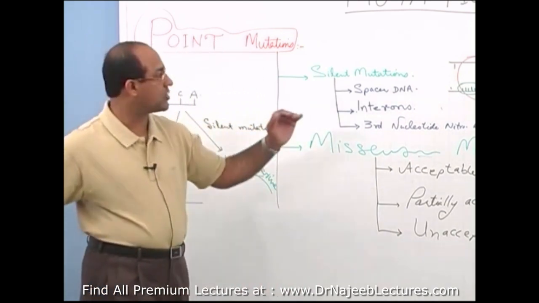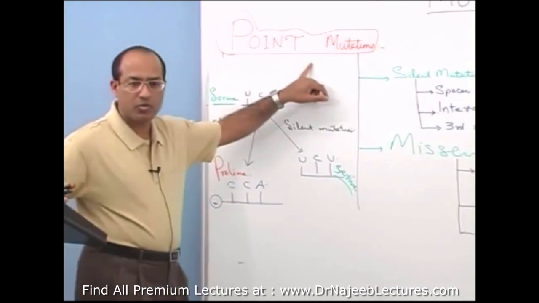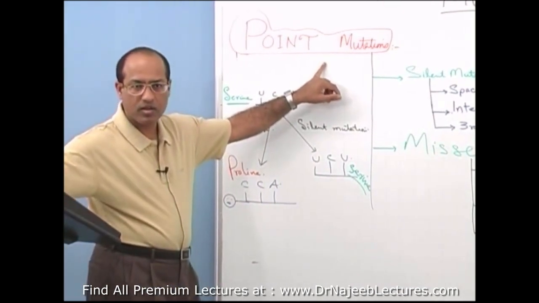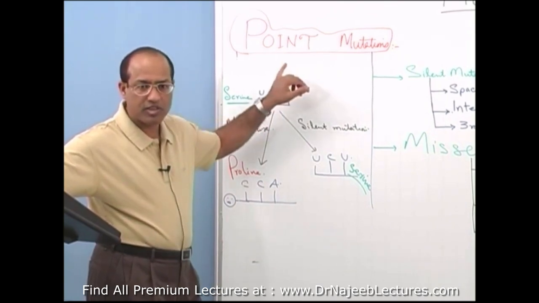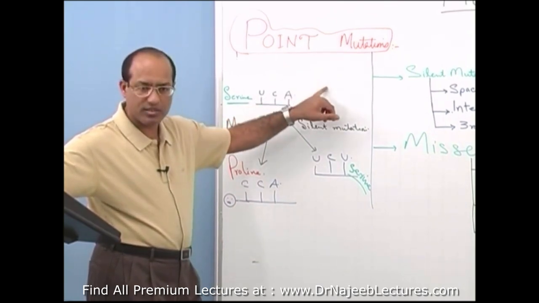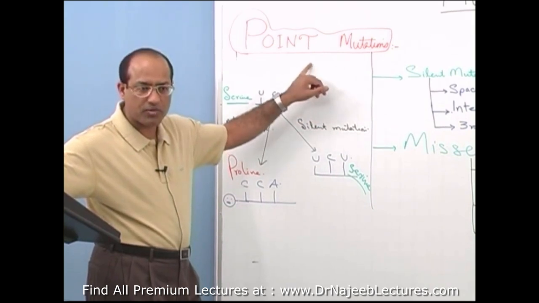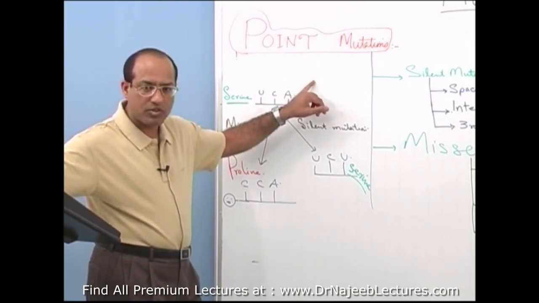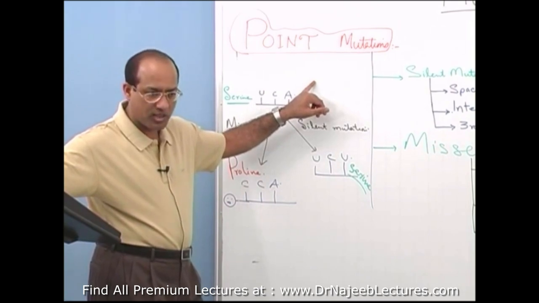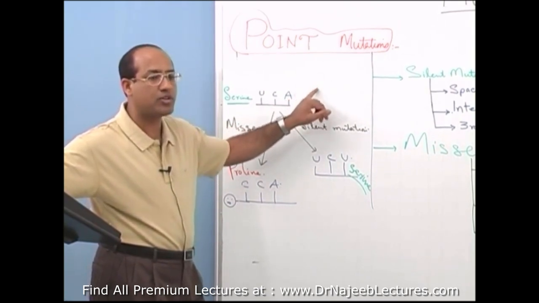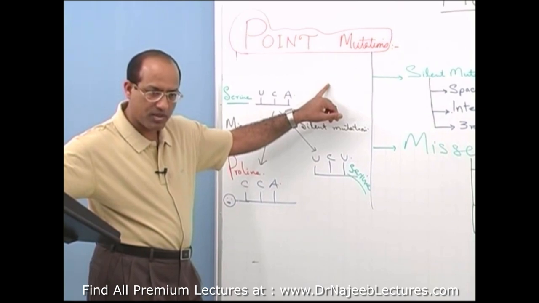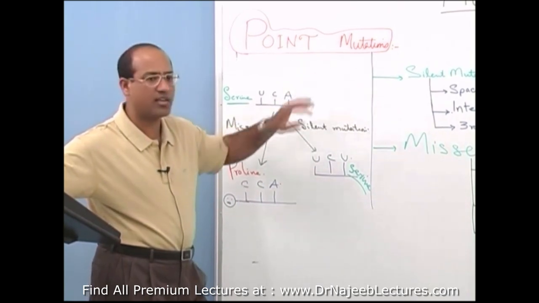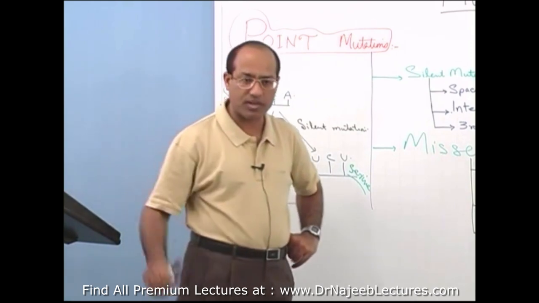Let me repeat again. What is point mutation? Point mutation means the mutation in one nucleotide base, right? This may be transitions or transversions. Transitions are where purines are replaced by purines or pyrimidines are replaced by pyrimidines. Transversion is where a particular pyrimidine is replaced by any one of the two purines, or any purine is replaced by any one of the two pyrimidines. Once point mutation is there, then what are the consequences of that?